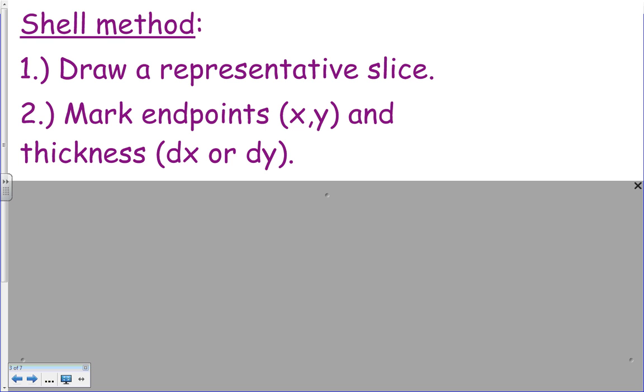Just like we did with the plane slicing method, we're going to mark the endpoints of our slice in terms of x and y. Depending on whether that slice is horizontal or vertical will depend on whether the x's are the same or the y's are the same, but we'll mark each of those and mark the thickness as well. Again, depending on whether it's lying in the x direction or the y direction, horizontal or vertical, will depend on whether the thickness is a small change in x or dx or a small change in y, dy.